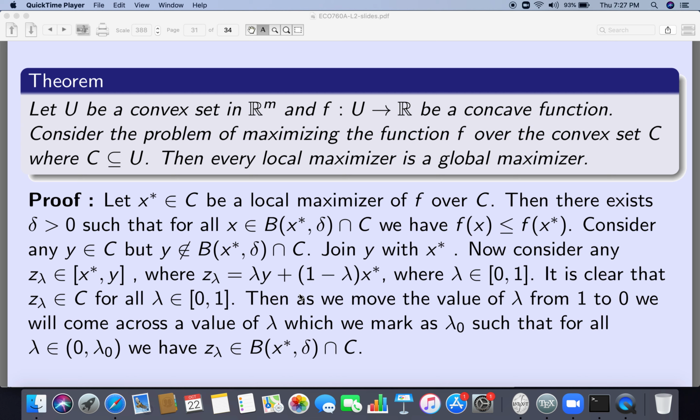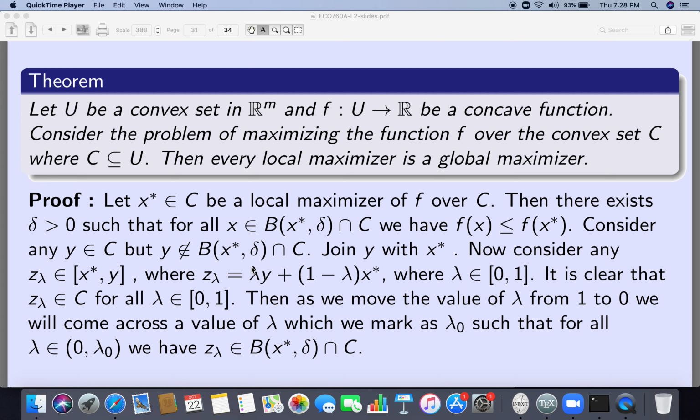So the part in which it intersects the set C, we must have f(x) less than f(x star). So there must be a delta for which this happens, that for all x in this intersection zone this must happen. Now what we are going to show is that if I take any y outside this intersected zone, I will still be able to show that f(y) is also less than f(x star). This is the key point.